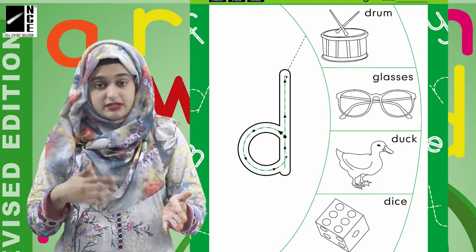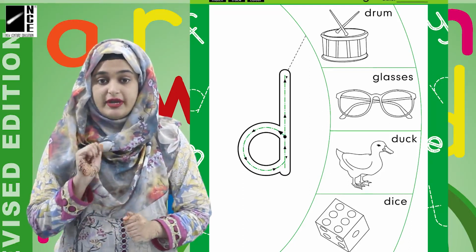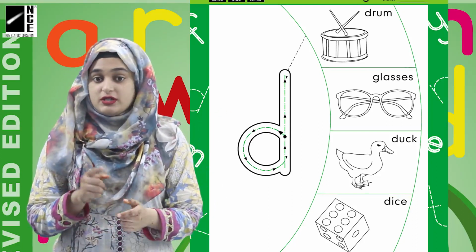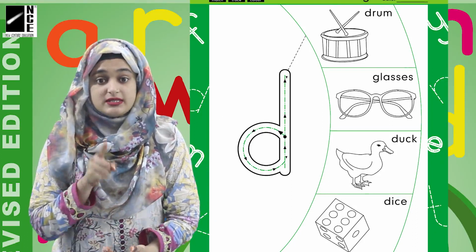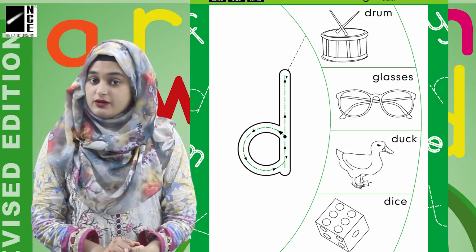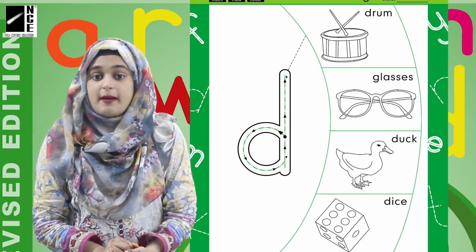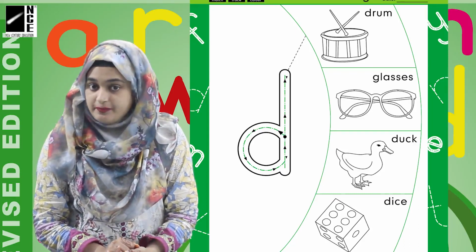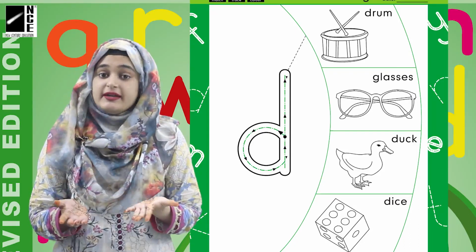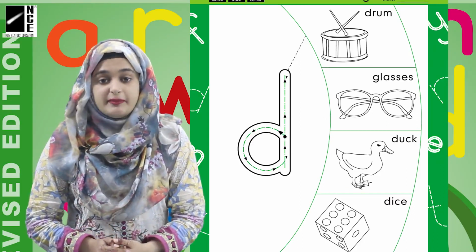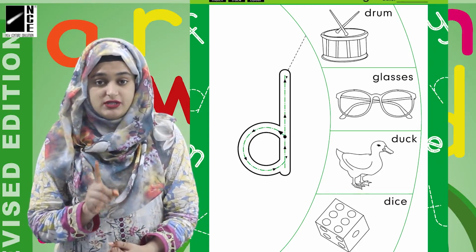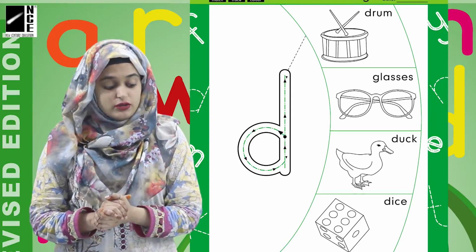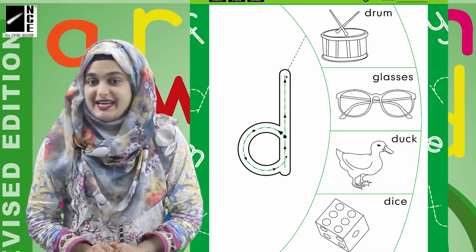And when you have done with the matching part, you have to trace this hollow D over here. Aap is hollow D ko trace karenge by starting with the starting point and following the arrows with the rhyme saying D is make a K, go up and come down and down. So tracing ke baad coloring is mandatory. You have to color the pictures which are matched with D only. Okay, jo match nahi hogi usko color nahi karenge. And also you have to color the pictures on page number 18.